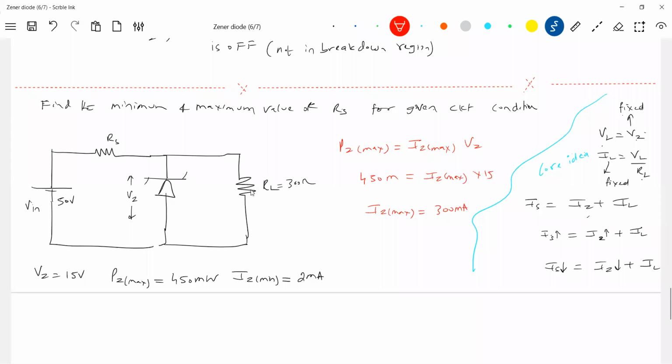Now let's get into this one. How will RS minimum and maximum come? So let me put it: IS, this will be IZ, and IL. So when IZ is maximum, with IL constant, IS will be maximum.